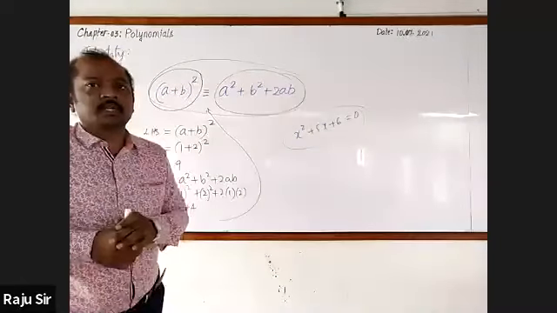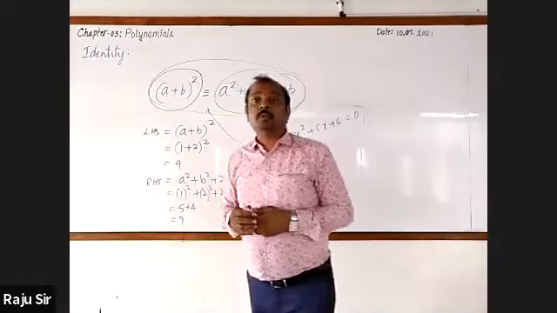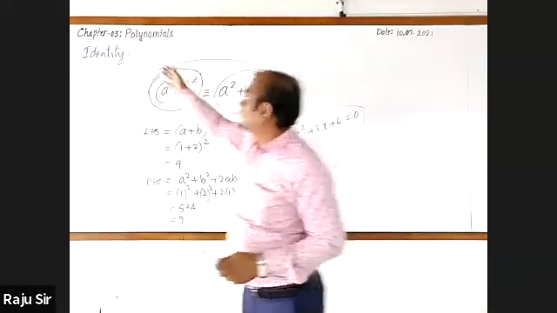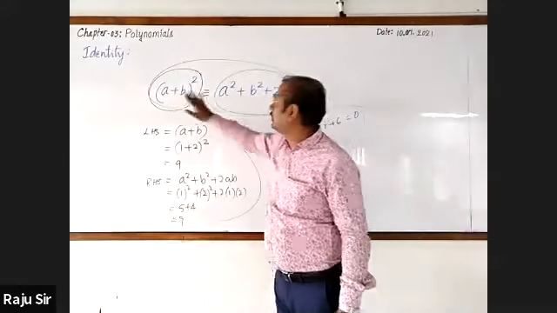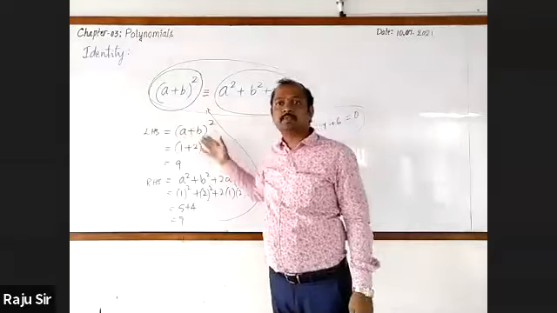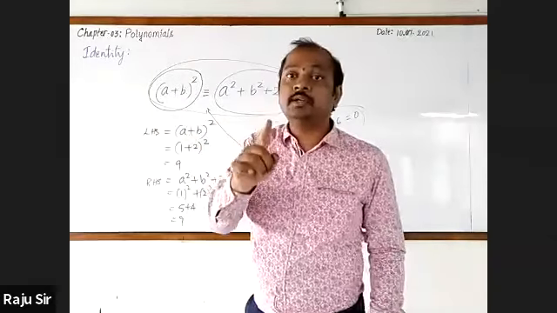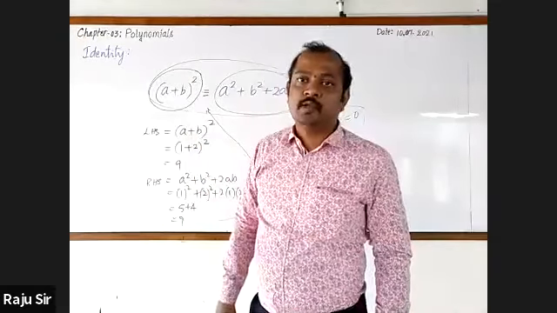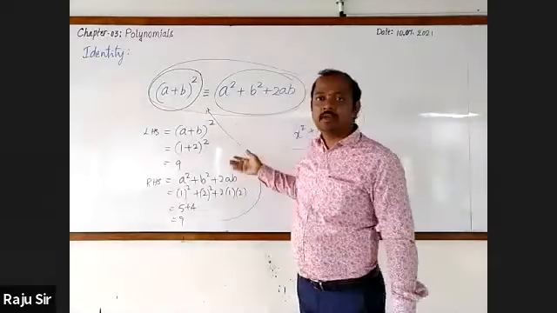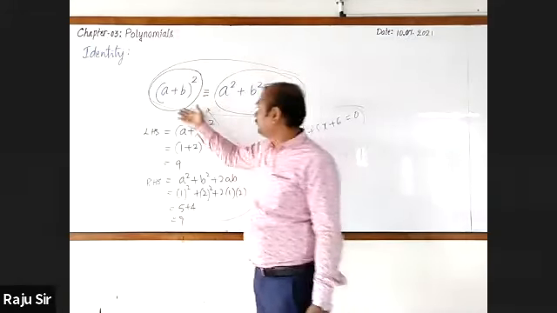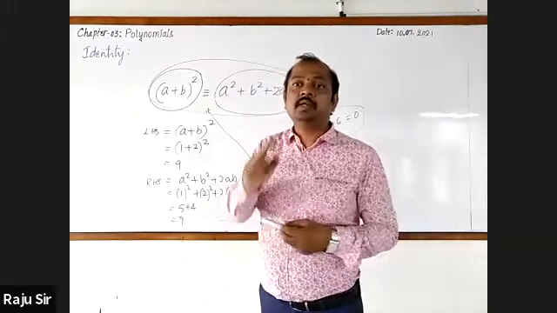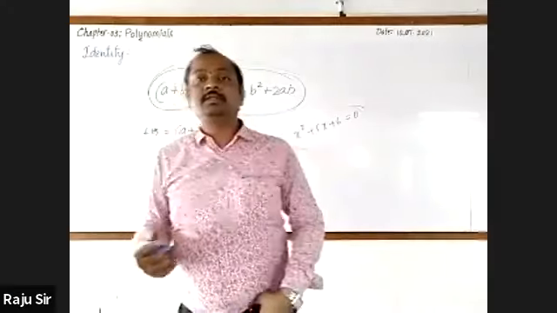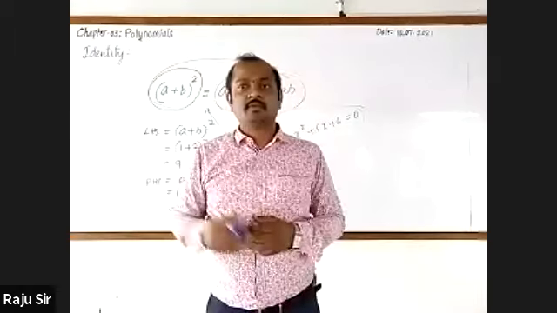Before that, let me tell the definition once, and you can recall with me. The definition of identity: a mathematical statement which is true for all the values of its variables is called an identity. These identities are written in general form, and we call them standard algebraic identities. Let us discuss the identities in the next class, on Monday.